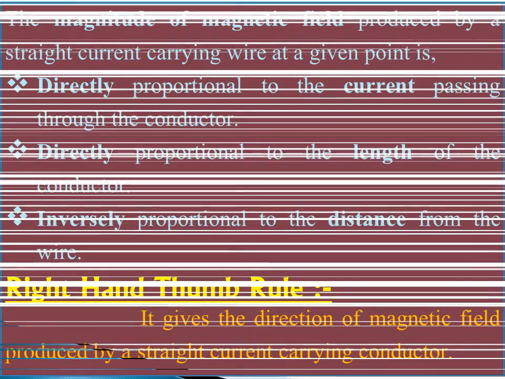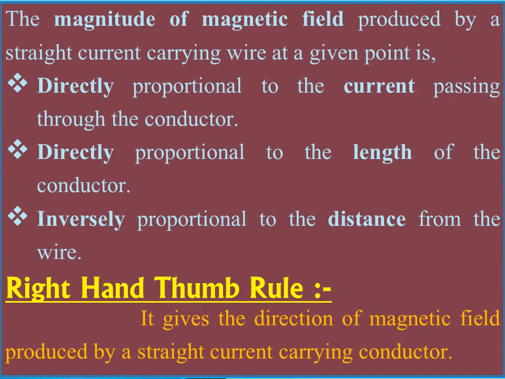You can also observe that the magnitude of magnetic field is directly proportional to the current passing through the conductor. That means in the case of a straight current carrying conductor, when you increase the current passing through the conductor, the magnitude of magnetic field around it also increases, which can be observed in the magnetic compass needle. The magnetic compass needle which we are keeping on the cardboard will show more deflection when we increase the current through the wire. So the magnetic field is directly proportional to the current passing through the conductor.